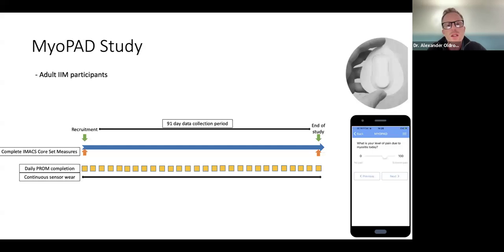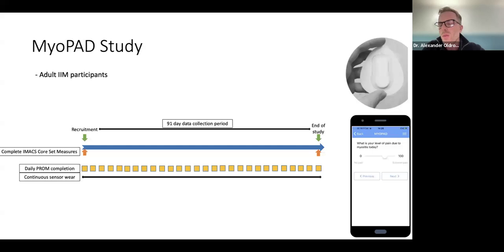So this was the MyoPAD study that we did. We're currently doing the MyoPAD 2 study. We recruited adults with myositis. They were in the study for 91 days. We assessed them in detail at the start and end of the study. The rest of the time, they completed symptom data entry every day via a smartphone-based app, and they also continuously wore a gait pattern sensor as well.